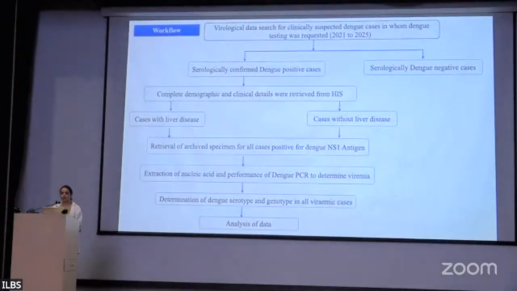So here we'll discuss the workflow of our study. We included all patients clinically suspected of dengue from 2021 to 2025. These were classified into serologically positive and negative cases. For the confirmed cases, demographic and clinical details were retrieved from the HIS, and the patients were further categorized into liver disease and no liver disease groups. Archived NS1 positive samples were used for molecular analysis, and PCR was performed to determine viremia, followed by serotyping and genotyping in viremic cases. Finally, data was analyzed to compare the clinical outcomes.